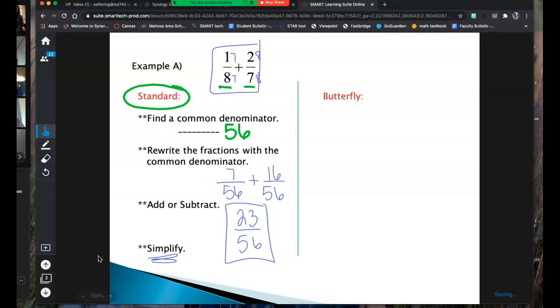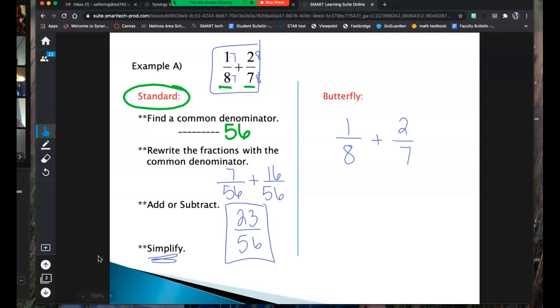I'm going to be completely honest, you guys, I like the butterfly method. Okay, so you're going to see me use the butterfly method a lot. Here's how the butterfly method works. We're going to take our problem, 1/8 plus 2/7. And we're essentially going to draw a butterfly out of it.